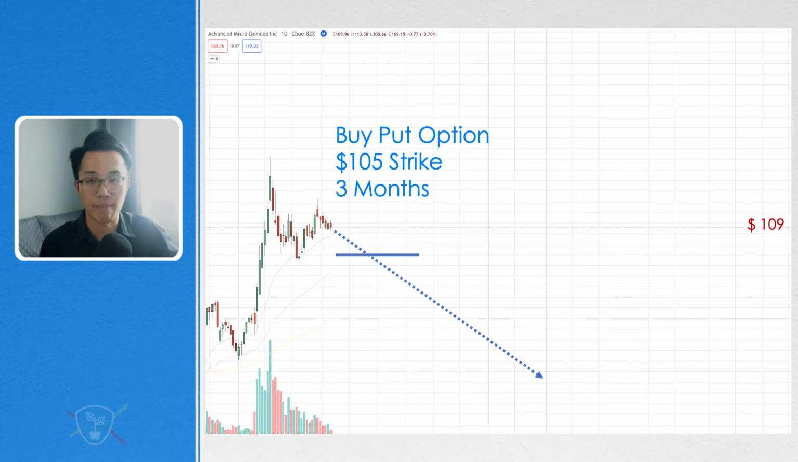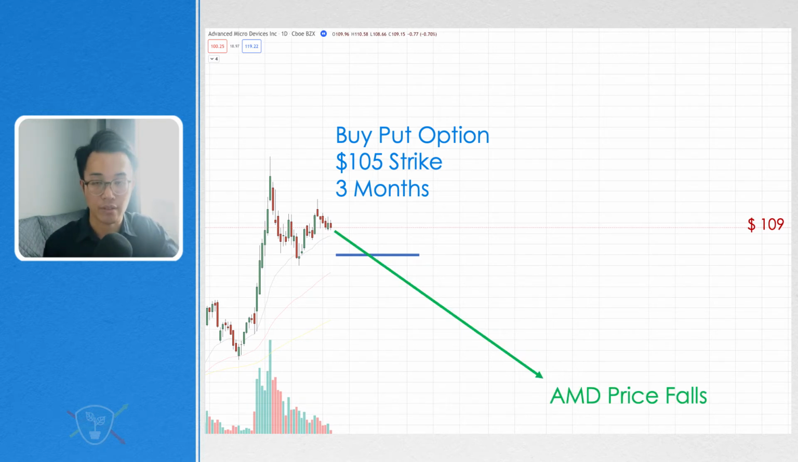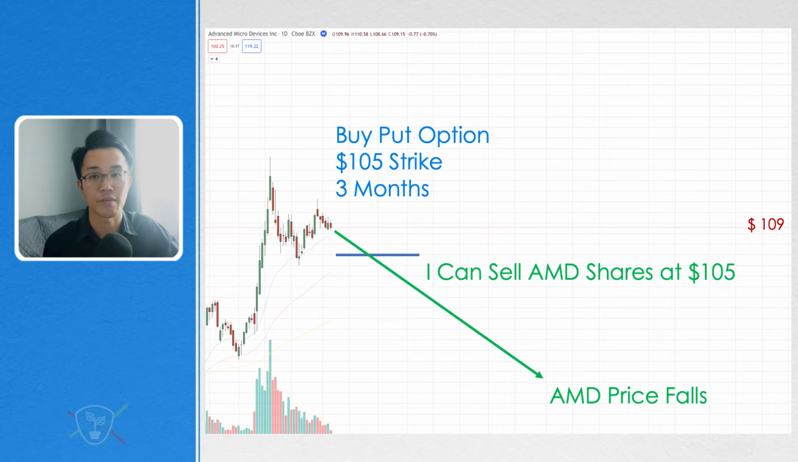So what I can do is buy a put option with a 3-month expiration at a strike price of $105. If I'm correct, no matter how low AMD share price drops, I can sell it at $105. So let's say it drops to $100. I can go to the market, buy the shares for $100, and exercise the rights to sell them at $105.